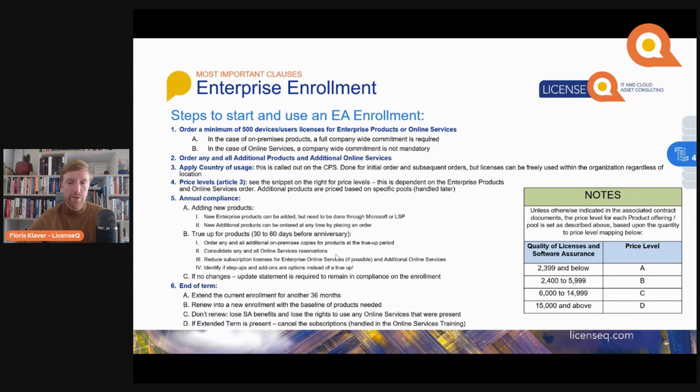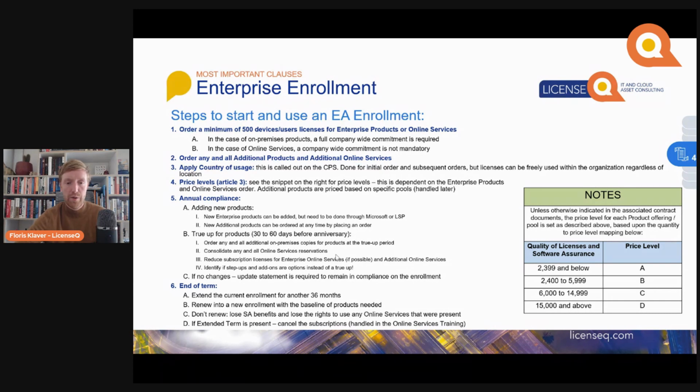Steps to start and use an EA enrollment. So in order to sign up to an enterprise enrollment, you would first need to order a minimum of 500 devices or users for an enterprise product or an enterprise online service.